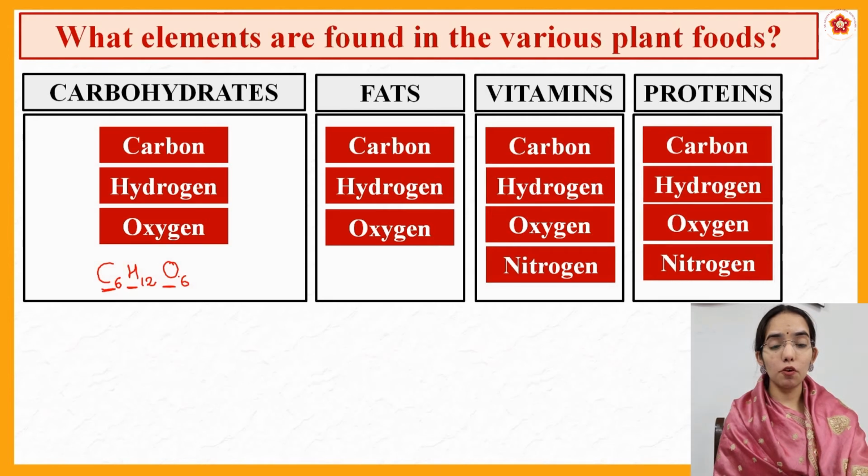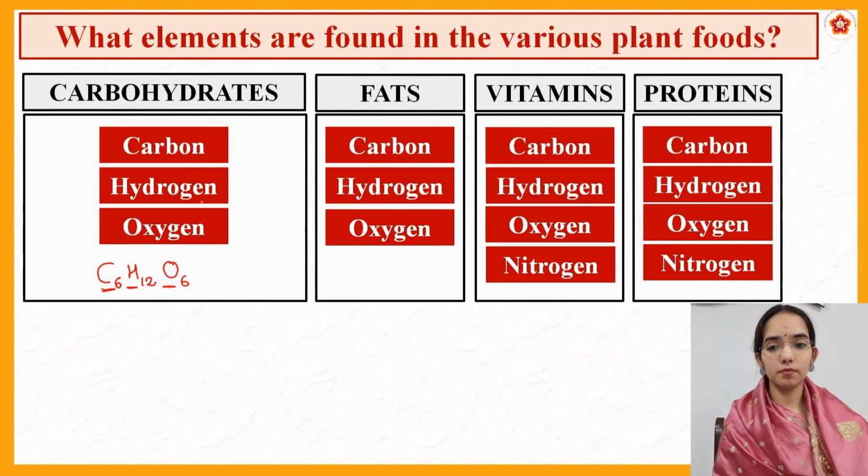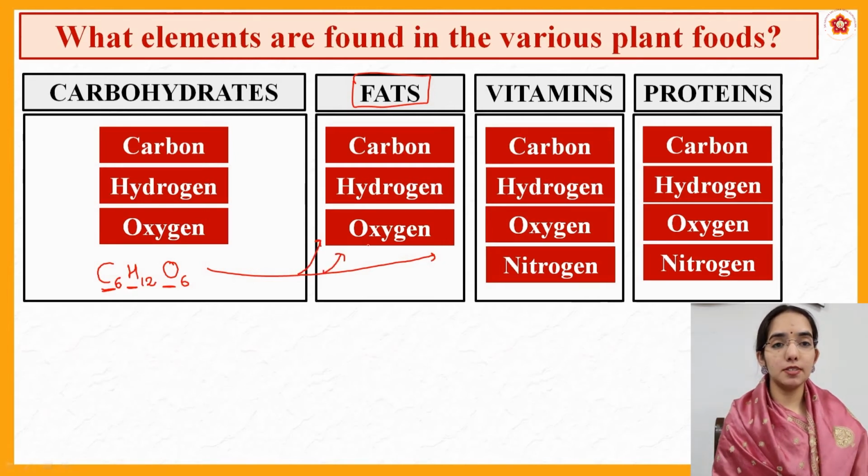Now the question is, from where will the plant get nitrogen? Carbon, hydrogen and oxygen present in the carbohydrate can be used to make fats. So fats can get its carbon, hydrogen and oxygen from the glucose, right? Even the vitamins will get their carbon, hydrogen and oxygen from here, okay? The glucose which is formed will give all its elements for the formation of fats, vitamins and proteins.